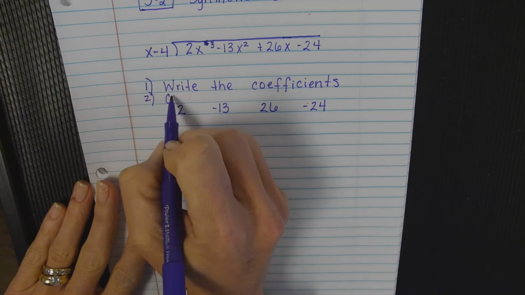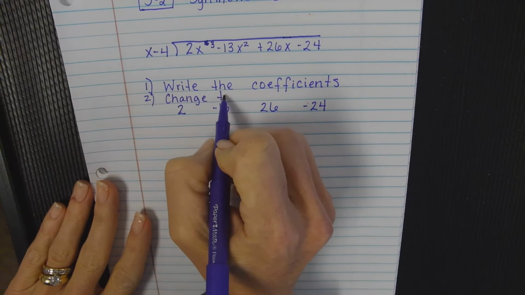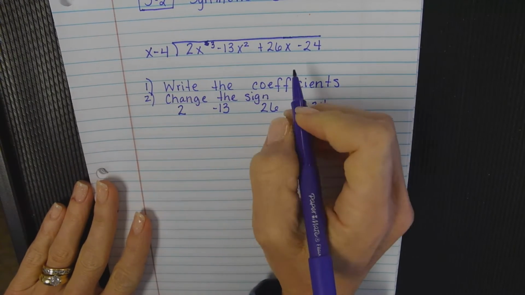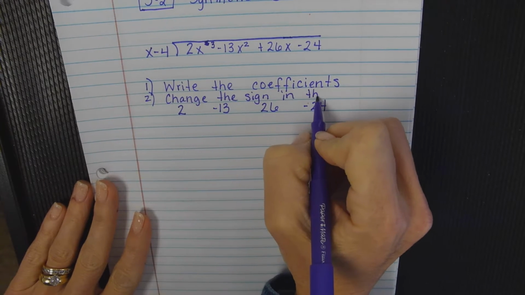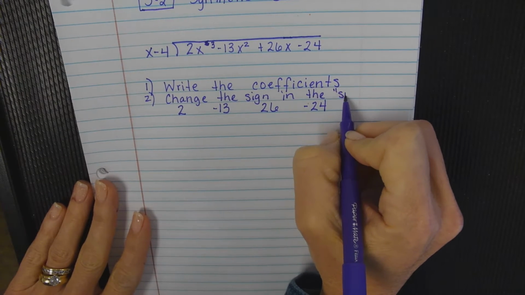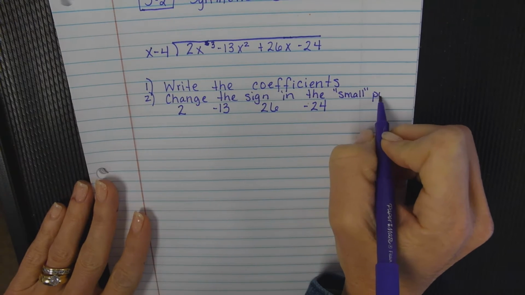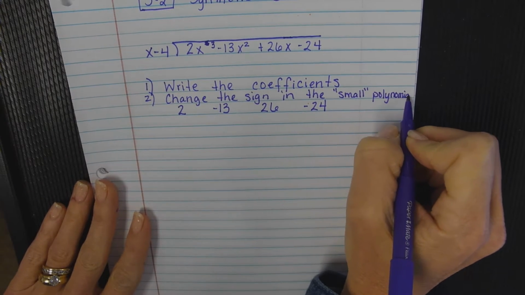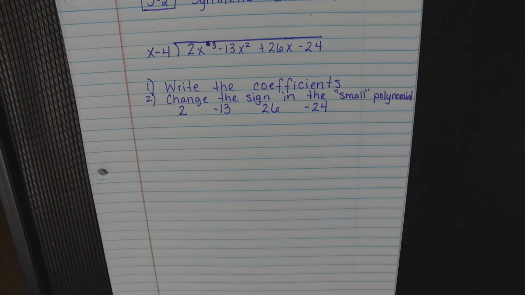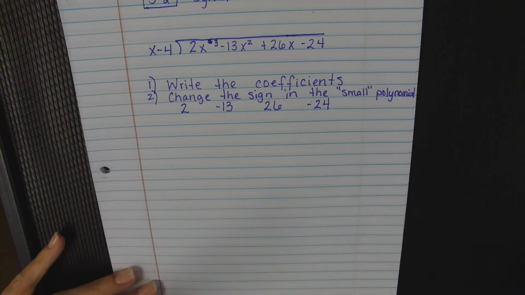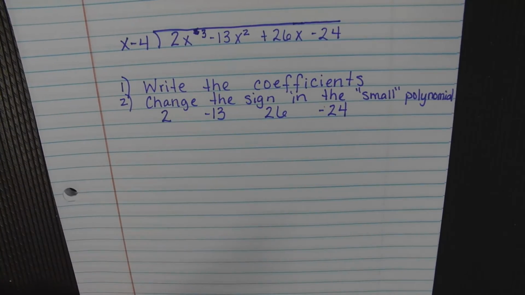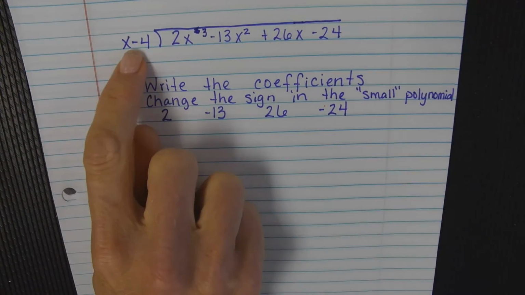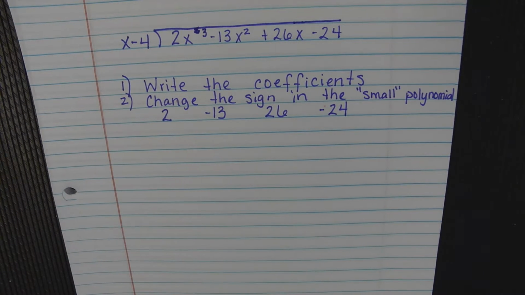Second, change the sign in the small polynomial. Meaning, let me get a different color. So make this one bigger. Okay, so the smaller polynomial is just this. So I need to change the sign to what? Positive. Positive 4.